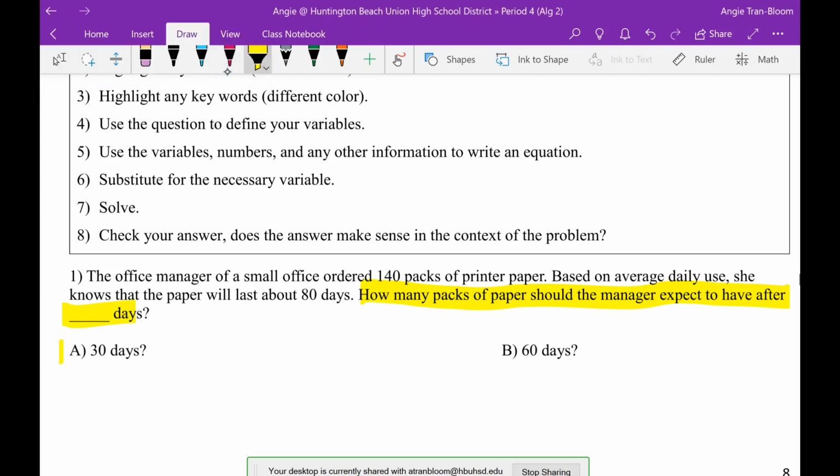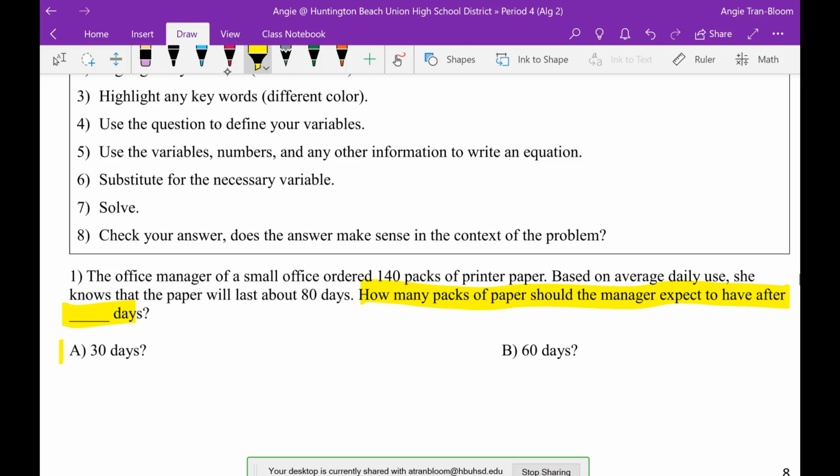Would you guys agree with that description? Okay, I know it's so confusing. She would use less in 30 days, but the question is asking how much she has left. Would you agree? Yes or no? So that means if you use less, you should have more remaining.